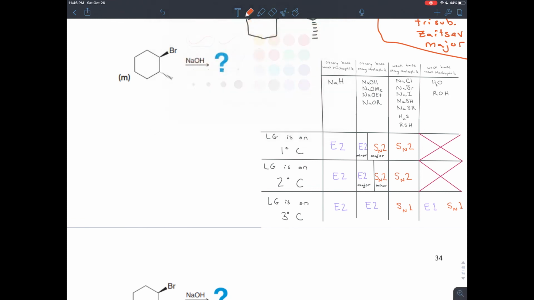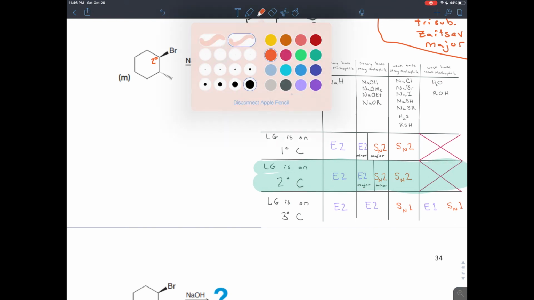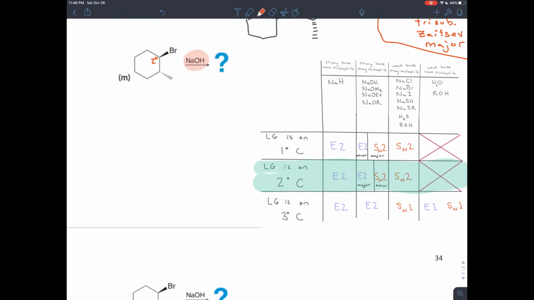Okay, let's go through M. You can see that the leaving group is on a carbon that's bonded to 2 other carbons. That means that the leaving group is on a secondary carbon. And from that, we know we're going to be dealing with this middle row here. The nucleophile and or base that we have is sodium hydroxide. That's a strong base, strong nucleophile.